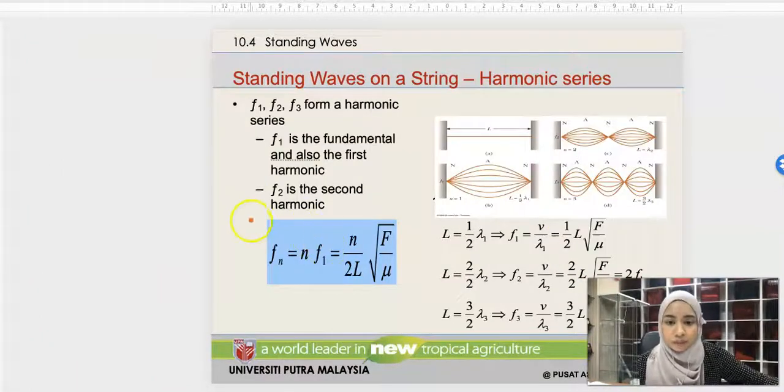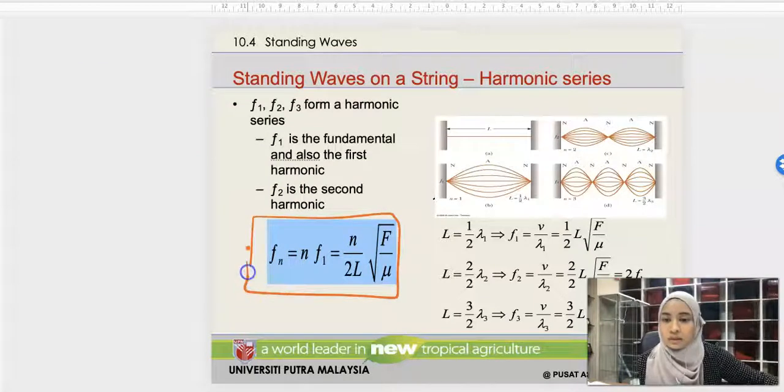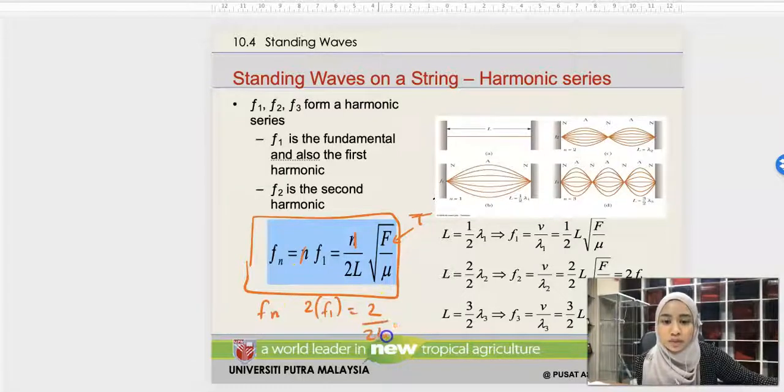The next equation is the harmonic series, or the harmonic frequencies. So Fn is given by n times the fundamental frequency, which is equal to n over 2L times the square root of the tension over mu. If you are looking for the fundamental frequency, n becomes 1, so it's just F1. If you are looking for the second harmonic, this is 2 F1 equals 2 over 2L times the square root of T over mu, which just gives you 1 over L, just like what we did earlier.